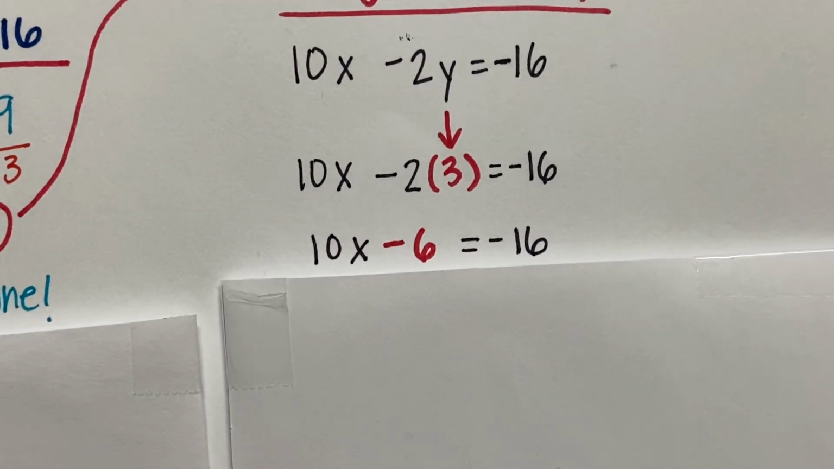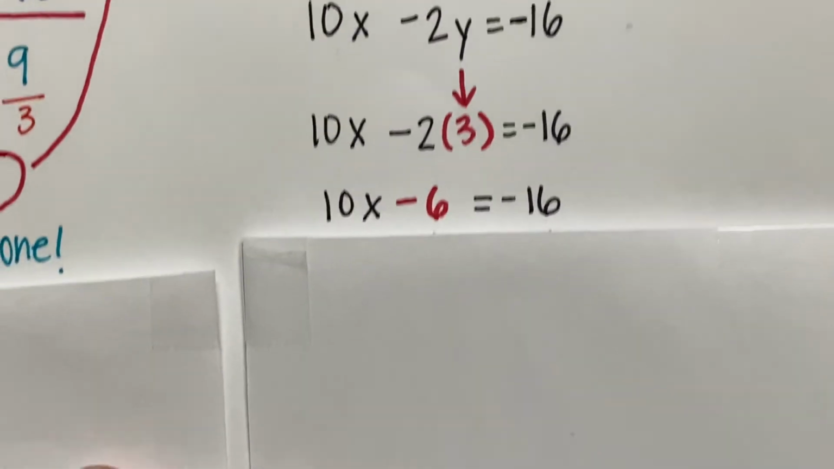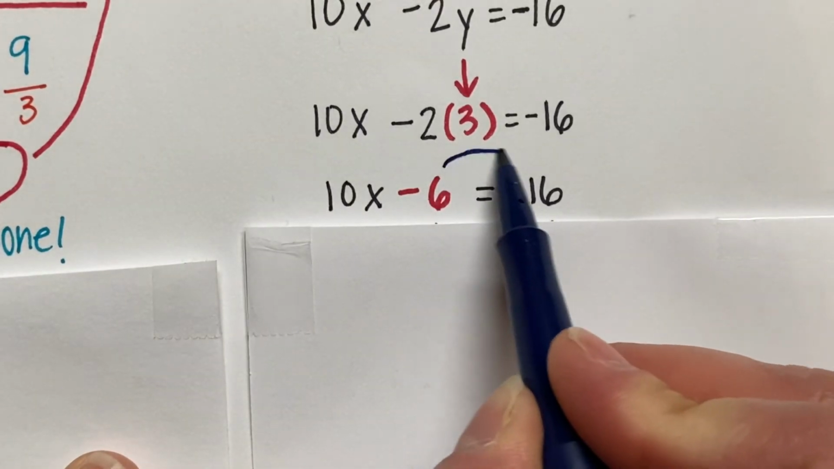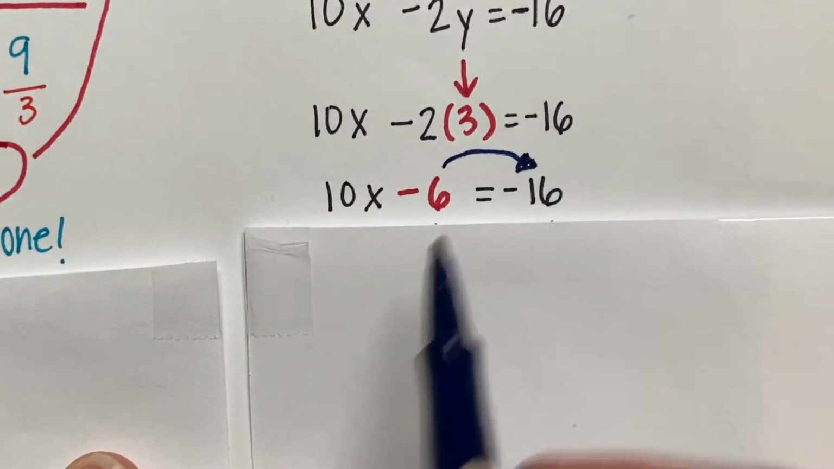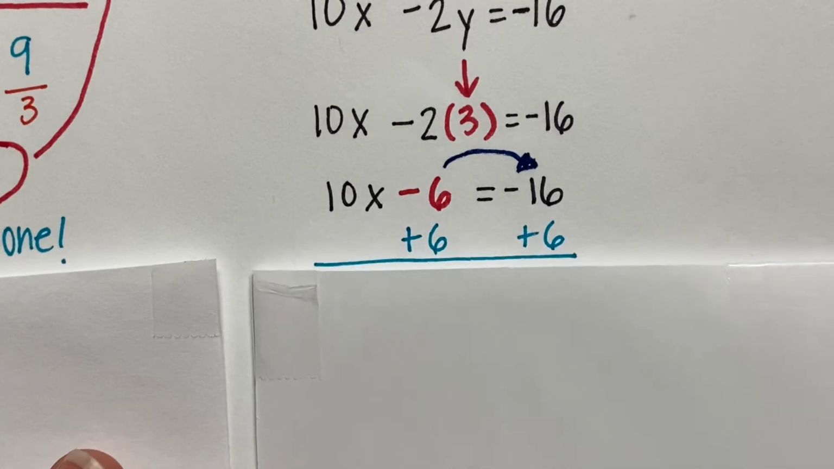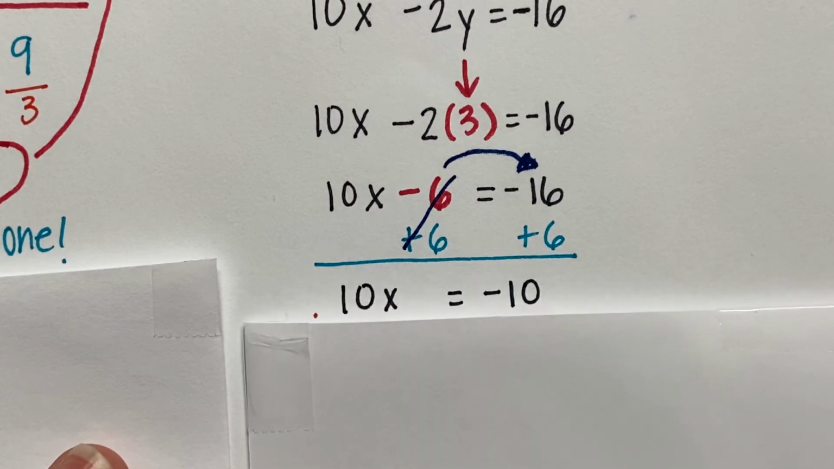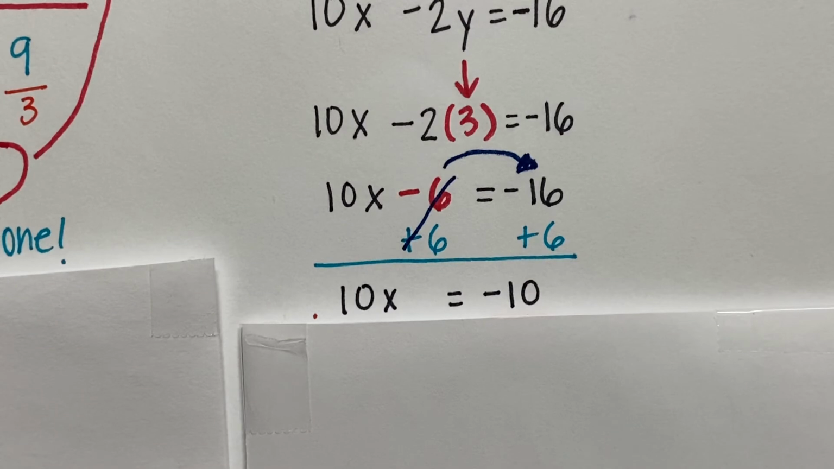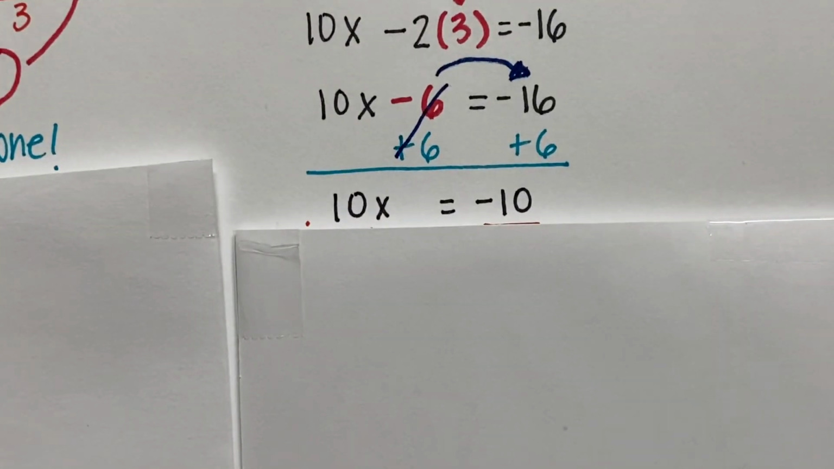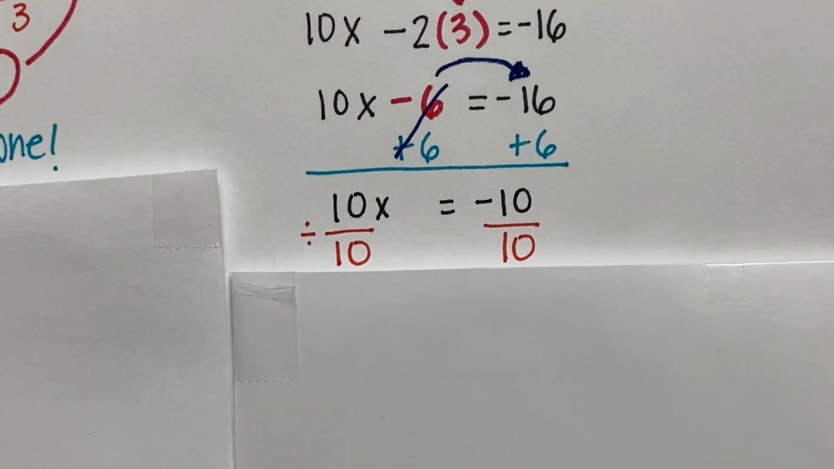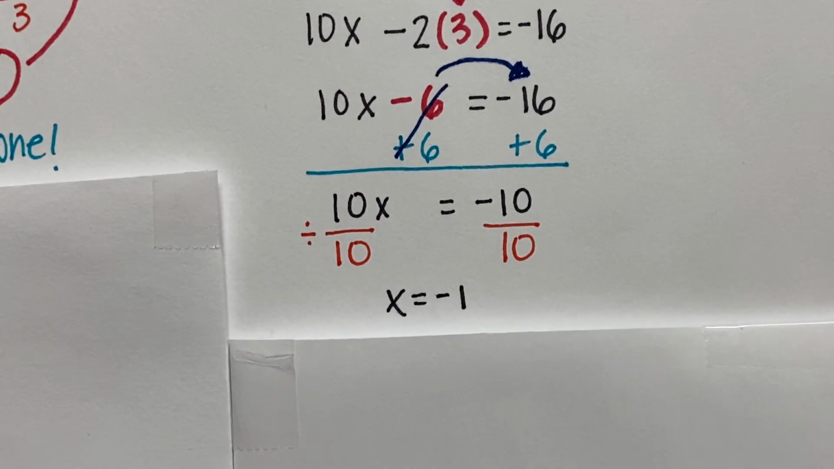My next step here is to solve for x. This is a two-step problem. I need to move the negative 6 over to the right side by using the opposite sign. I'm going to add 6 to each side. When I add 6 to each side, it cancels out on the left. I'm going to bring down what I have left over. 10x equals negative 10. Last step here is to get rid of the 10 in front of the x. So I'm going to divide by 10 on both sides. 10 divided by 10 is my 1x, equals negative 10 divided by a positive 10, which is a negative 1.